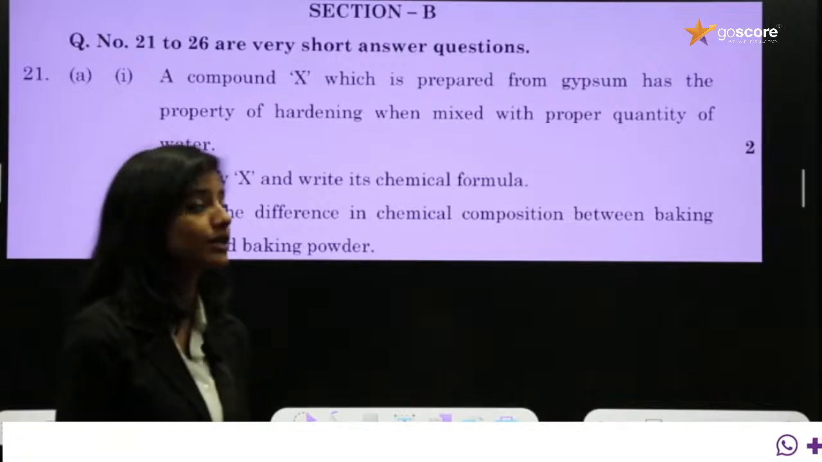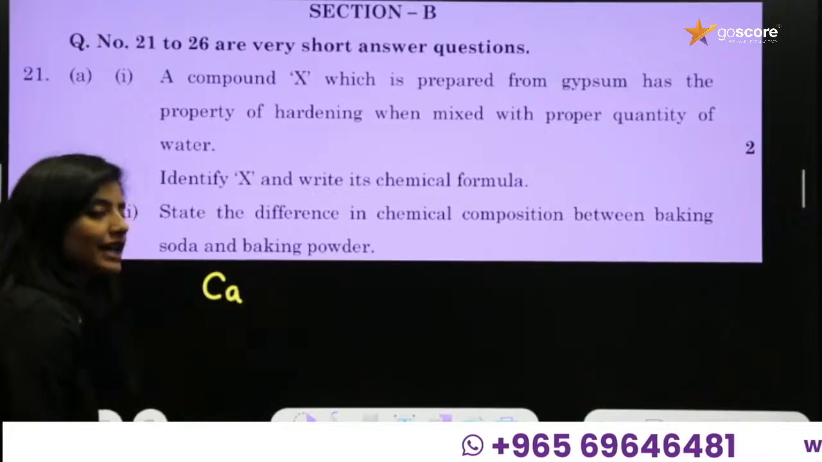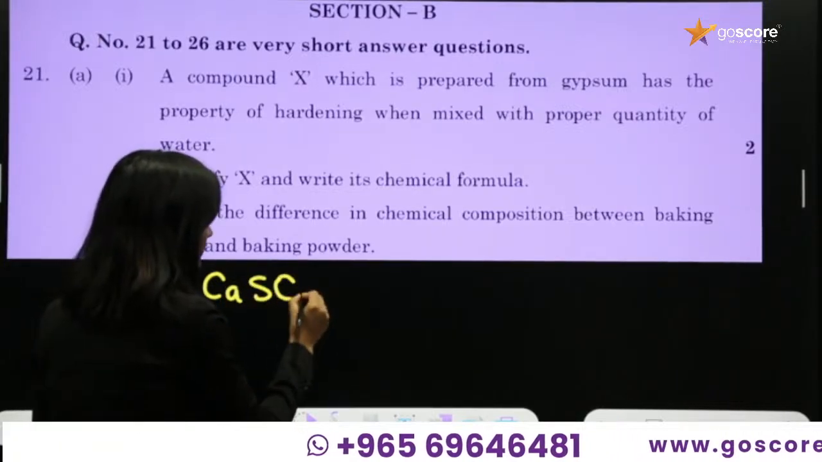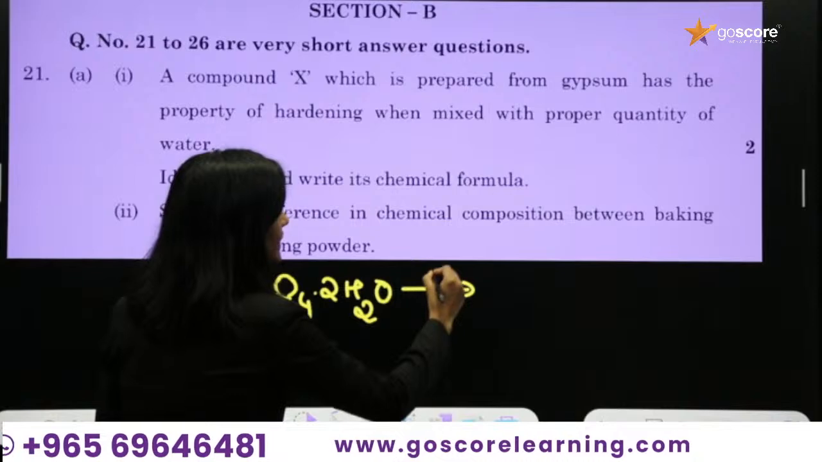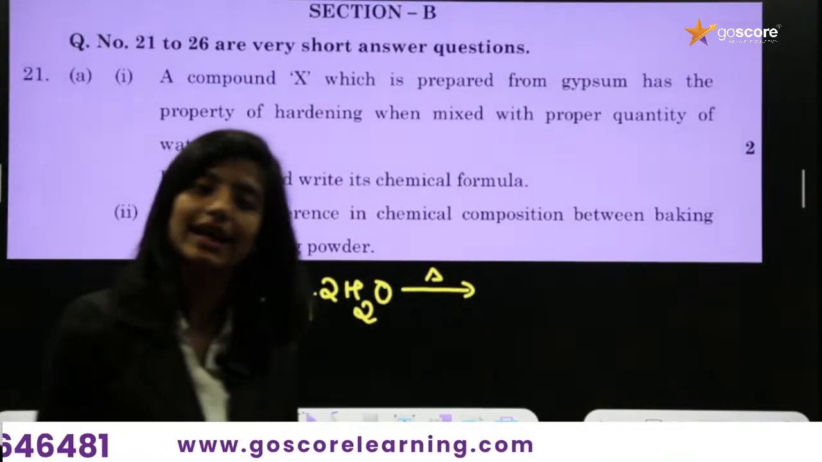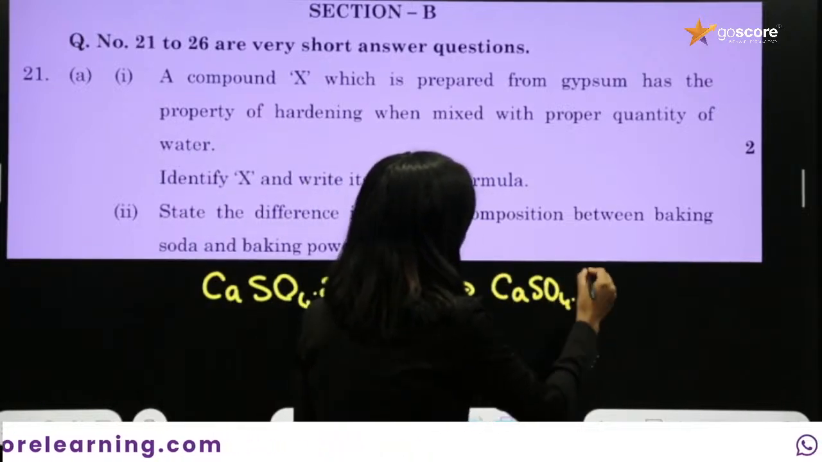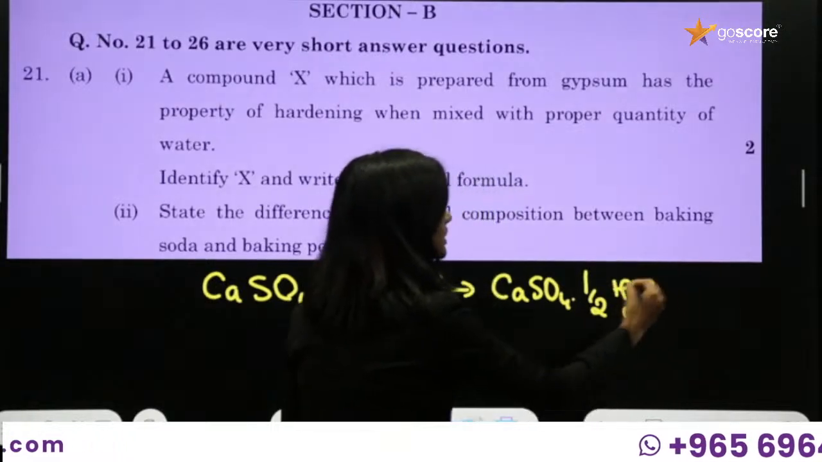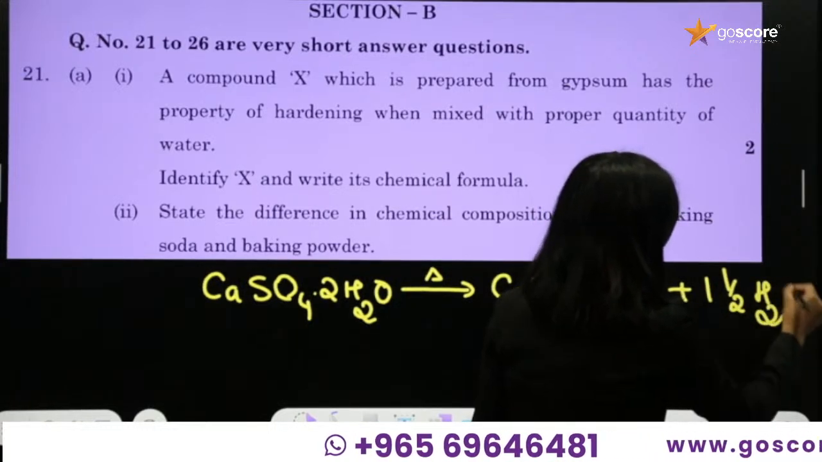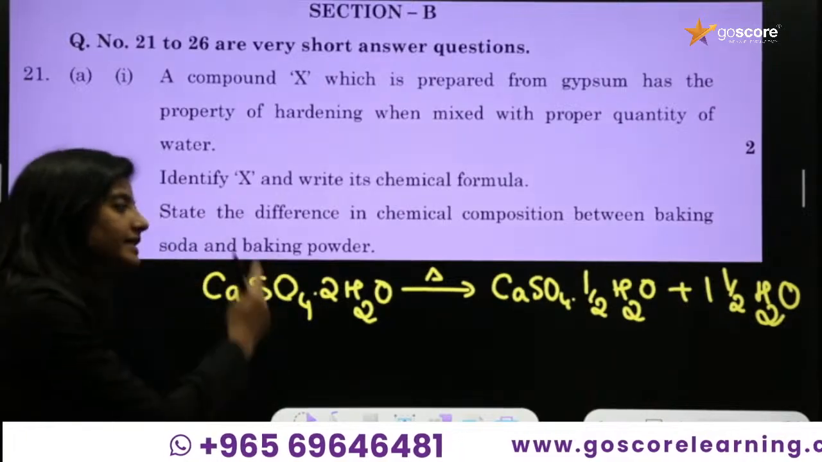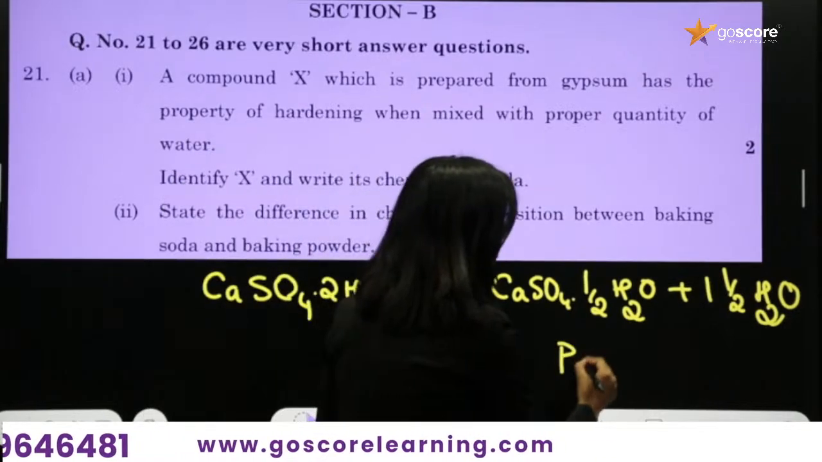What is the formula of gypsum? Definitely that's correct. That is calcium sulfate 2H2O is your gypsum. On heating it under 373 Kelvin, you will get calcium sulfate half H2O or calcium sulfate hemihydrate along with 1.5 water molecule. That calcium sulfate hemihydrate is something you commonly call as plaster of Paris, POP.